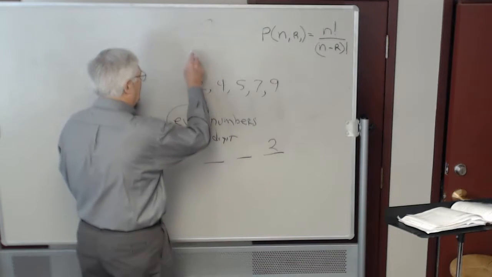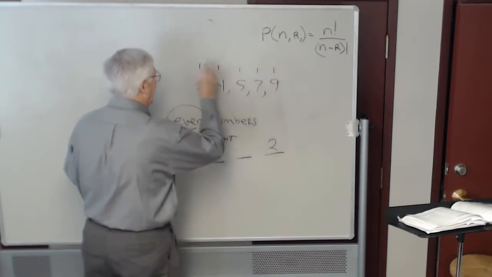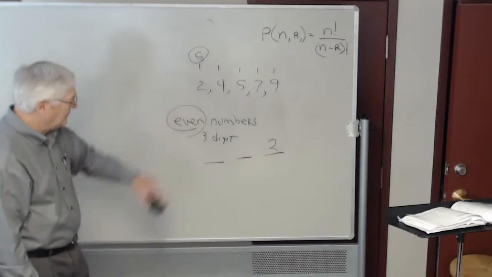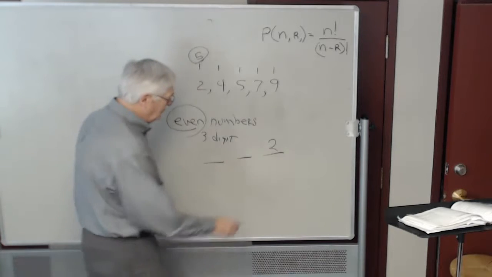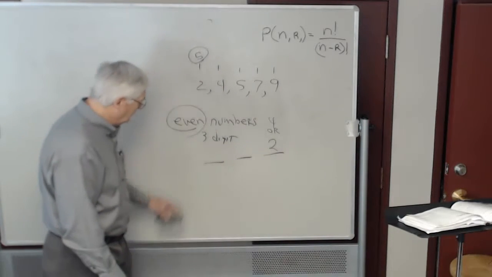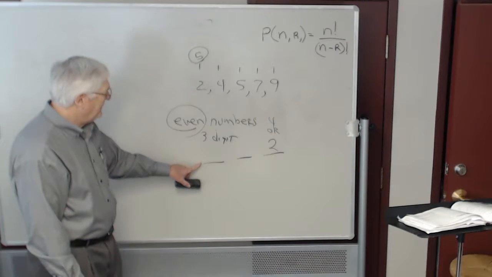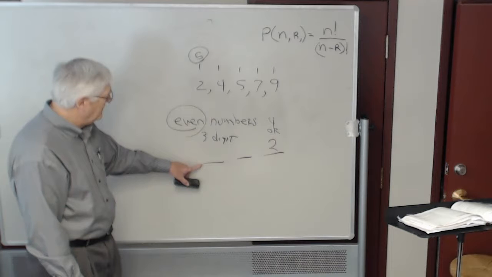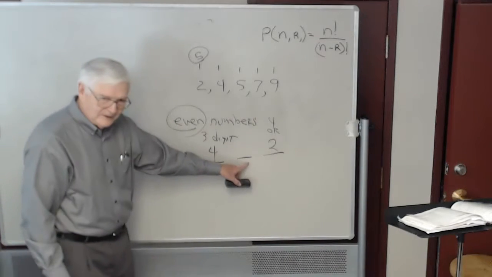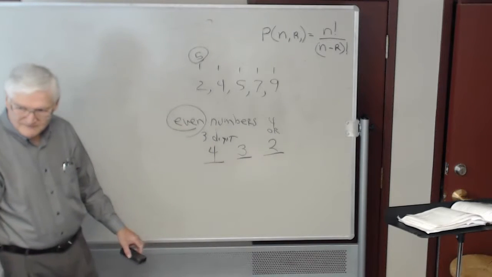Any other number. I have 5 possible numbers to use. I've put 2 or 4 here. So what's that leave me for over here? How many numbers do I have left to put here? 4. And how many left to put here? 3. Everybody see that?